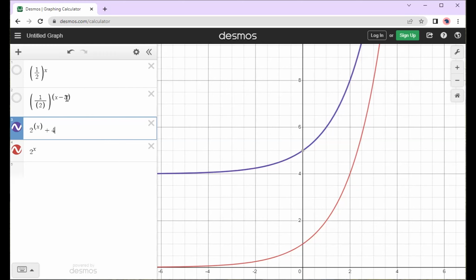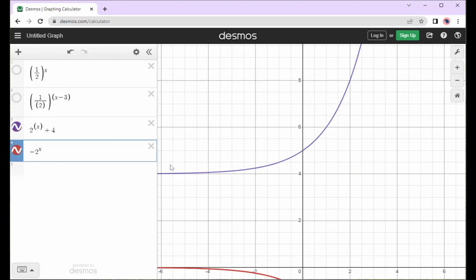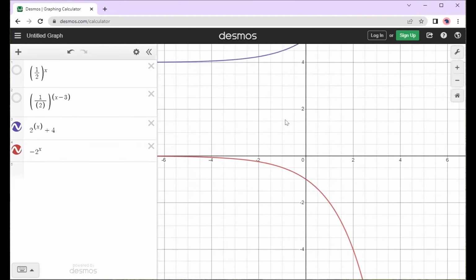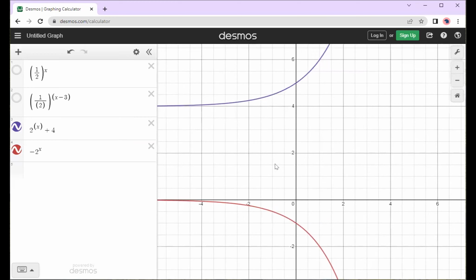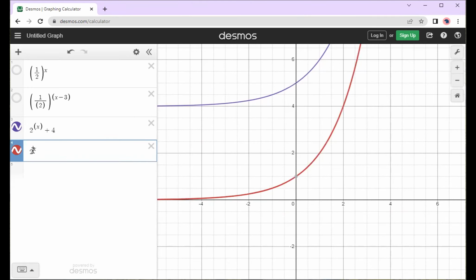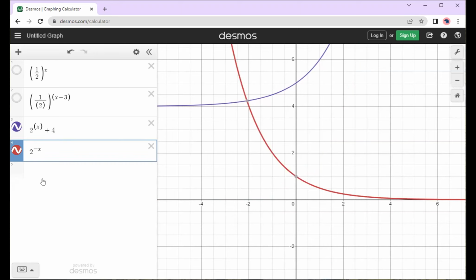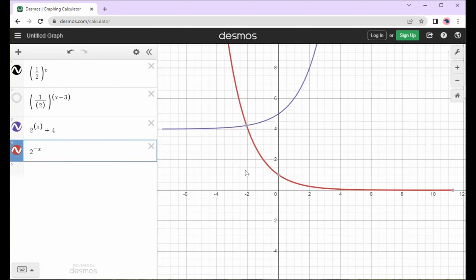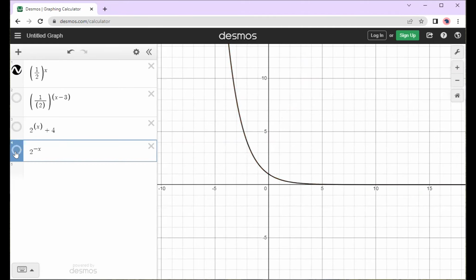So our vertical shifts, our horizontal shifts all do the same thing. If we want to flip over the x-axis, we do that just like we did before, okay? If we want to shift over the y-axis, we can make our exponent negative, but keep in mind that is the same thing as making the base a fraction, okay? So these two are the same.